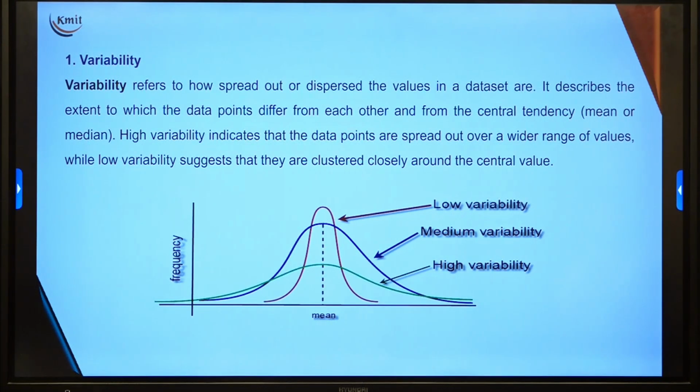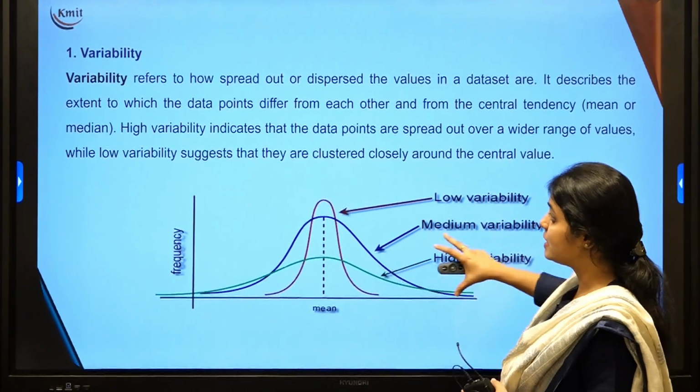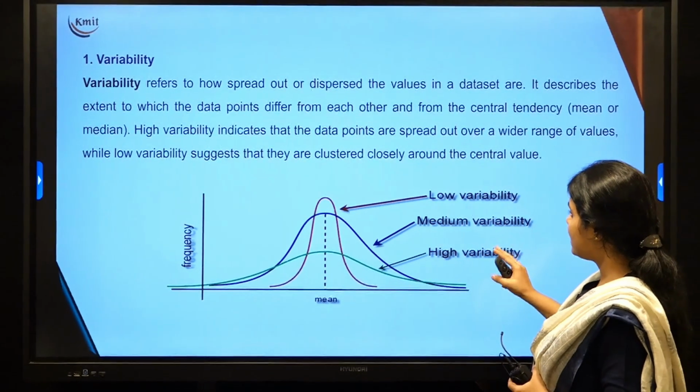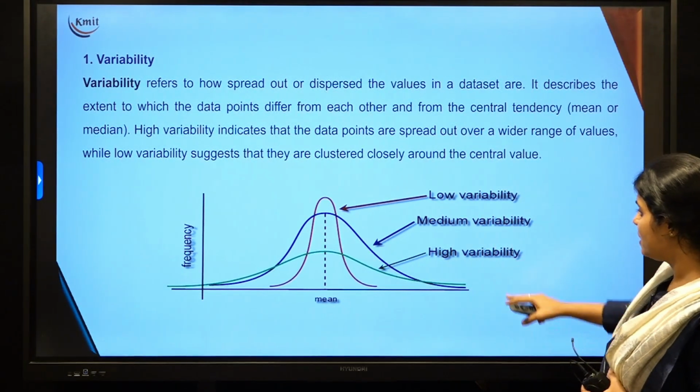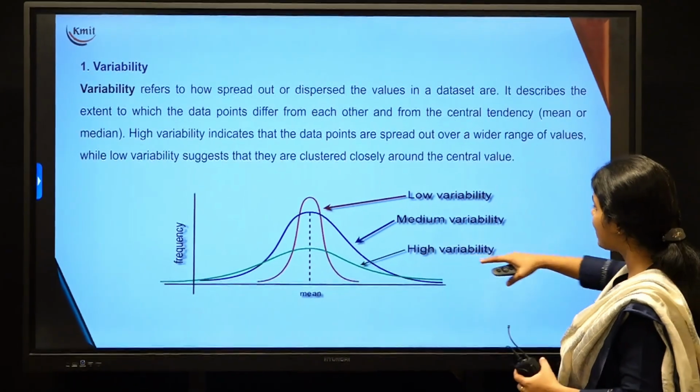When we talk about variability, it describes the extent to which these data points differ from each other and from the central tendency. So from the central tendency, how the data variables are dispersed. The variability can be high, low or medium. High variability indicates that the data points are spread out over a wide range of values.